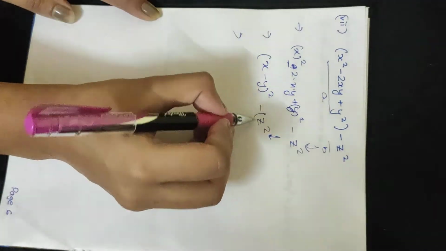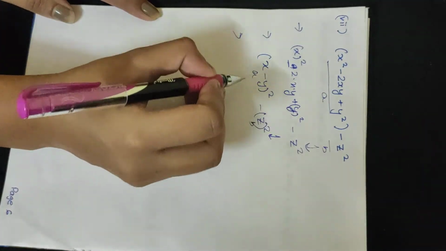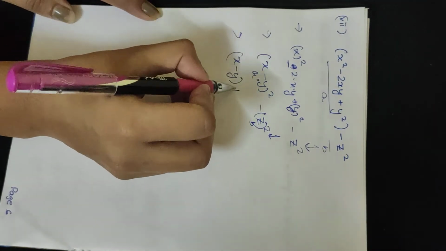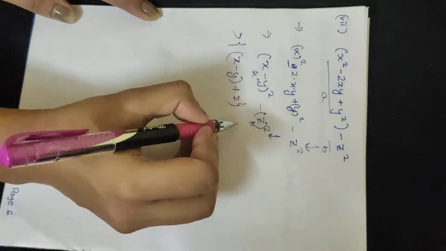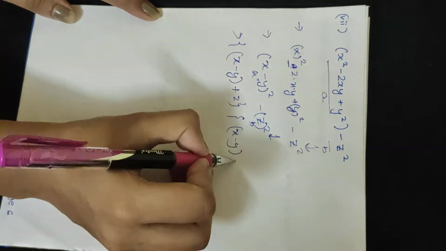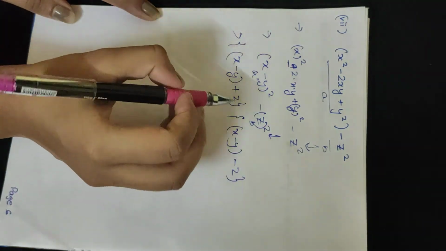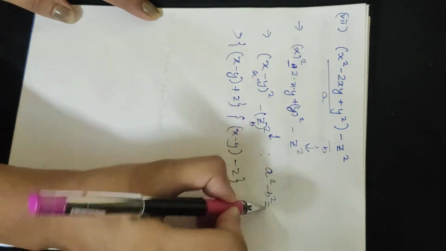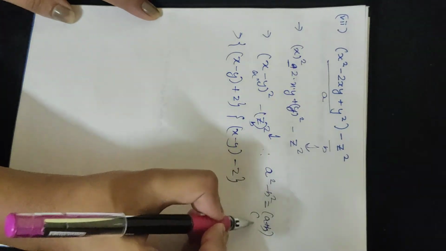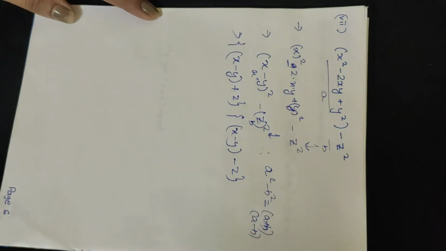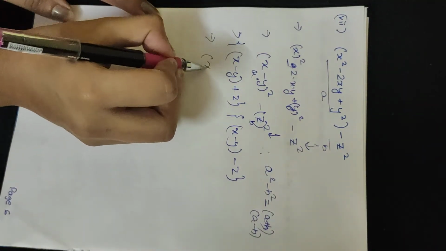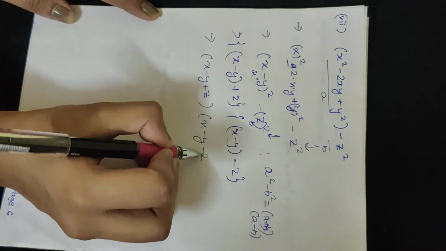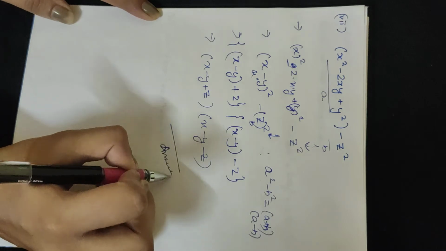So now consider this as a square and b square. So it is going to be a plus b and a minus b, because a square minus b square is equal to a plus b into a minus b. Next, if we expand it, x minus y plus z and x minus y minus z. So this is our answer.